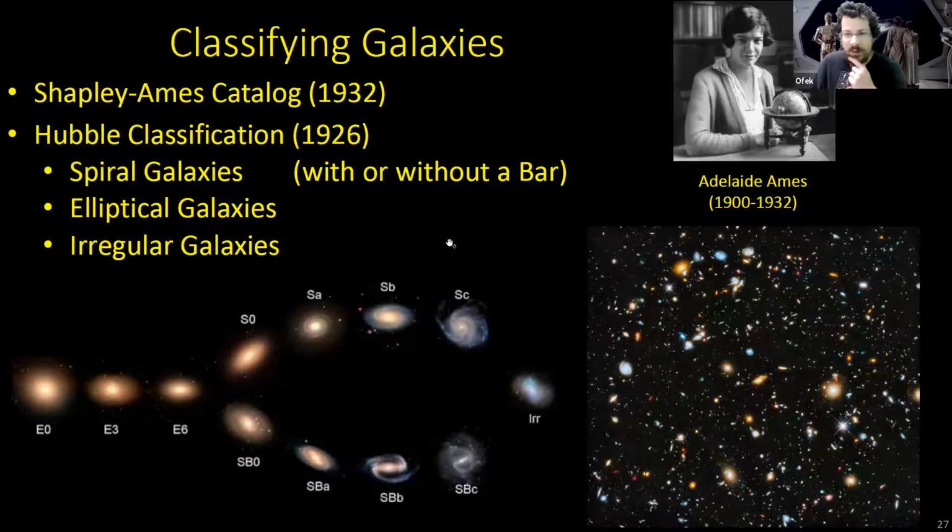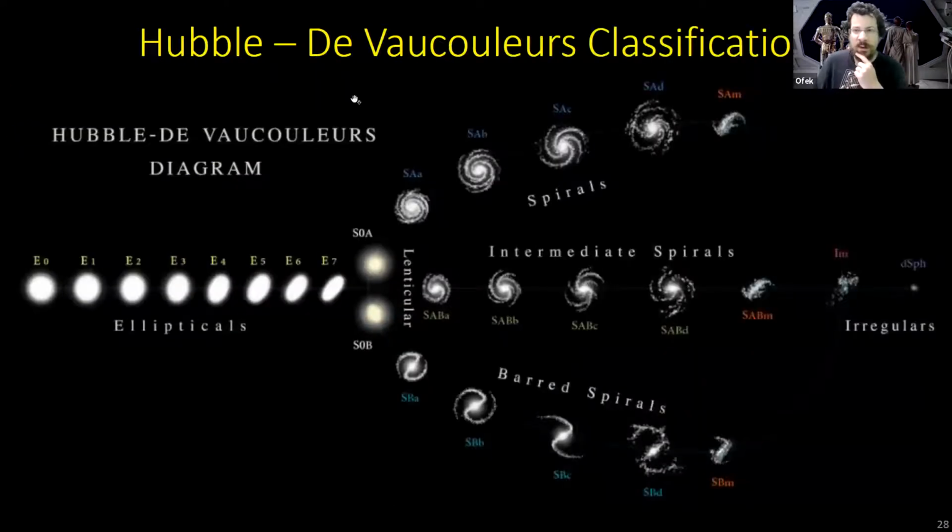These early classifications were developed into what's more common today, the Hubble-de Vaucouleurs diagram, or the tuning fork diagram. It looks like a series of ellipticals, again, growing in shape from spherical to sharp ellipse. Then we have the lenticular galaxies.